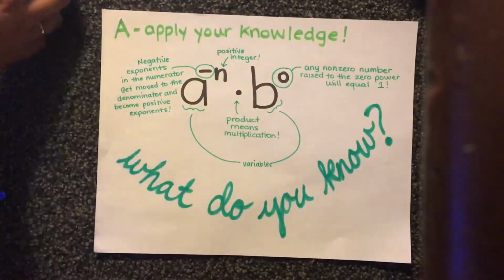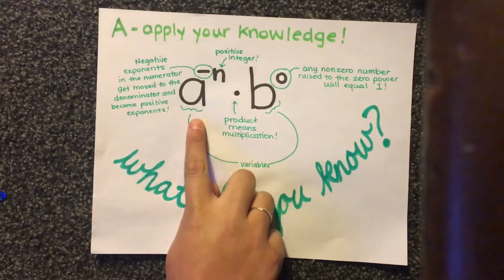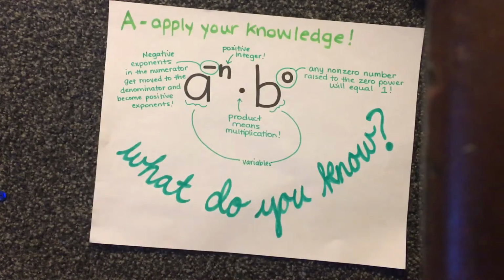Our third step is A, apply your knowledge. This is where you recall information that is necessary in solving this problem. Looking at the product we are simplifying, we know that a and b are both variables, and the product of the two is evaluated by multiplication. The original problem told us that n was a positive integer, and there is a negative sign in front of it, so that means that negative n is indeed a negative exponent, because if n was a negative integer, then negative n would be positive.